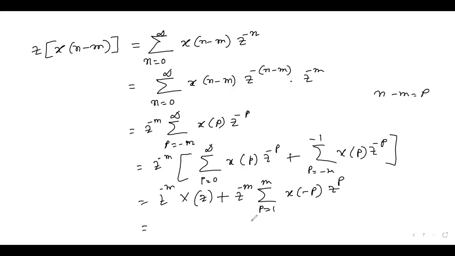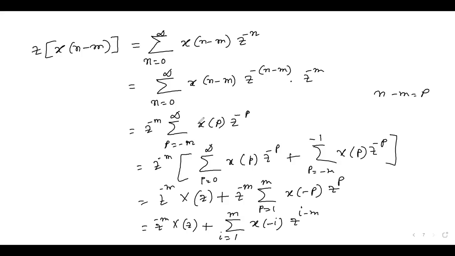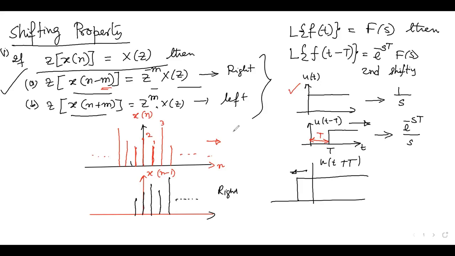Now the summation value will remain the same if you write it using I. So it will be I equal to 1 to m, x of minus I z to the power I, and z to the power minus m, right? Okay, that is the formula. Remember, for 99% of cases this formula is sufficient. The shifting property, this formula is sufficient. Okay, just remember this.